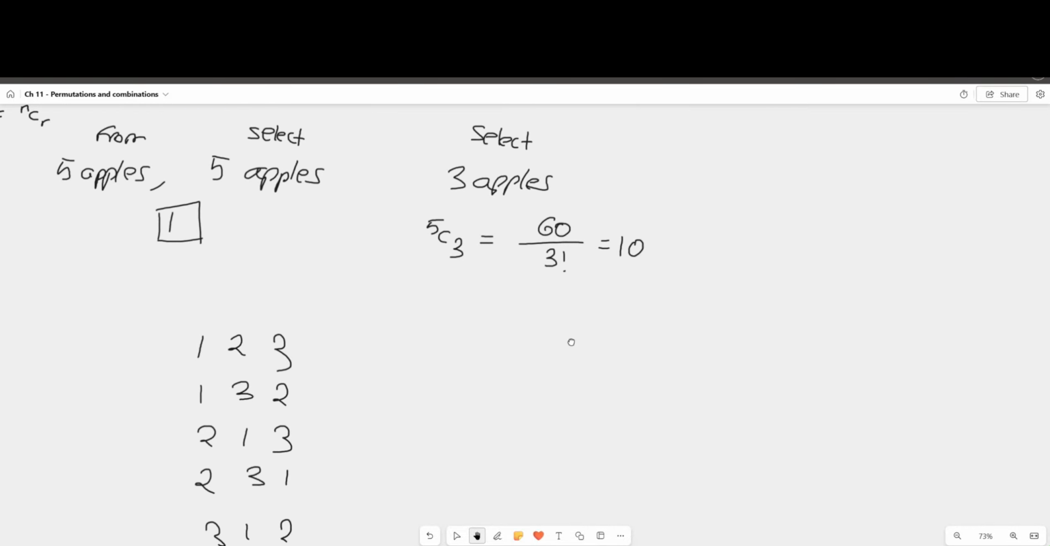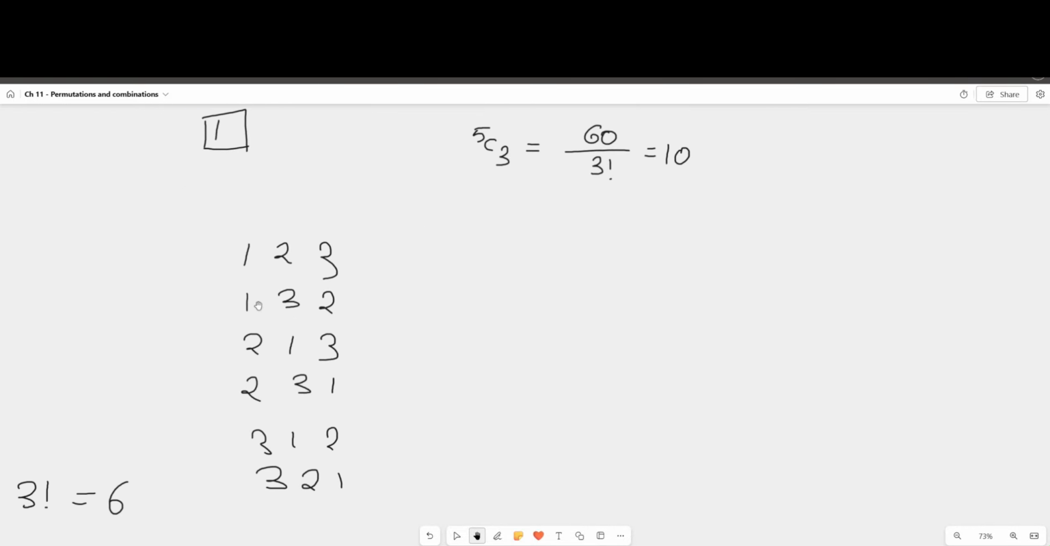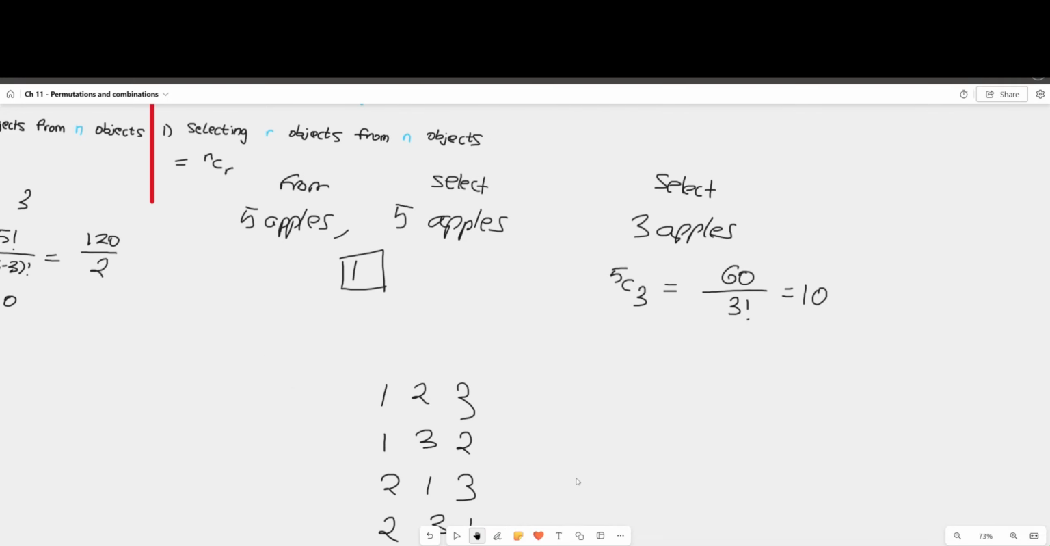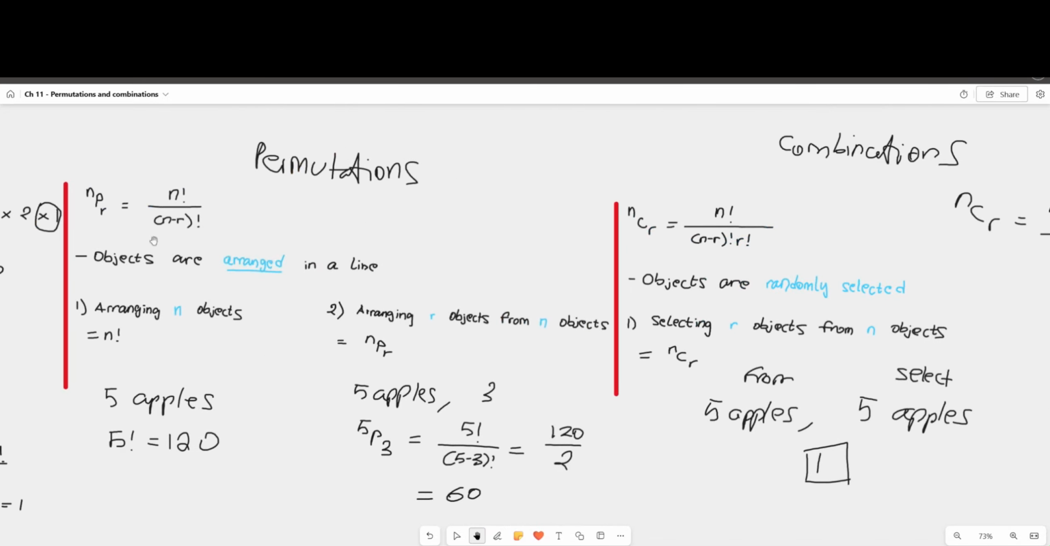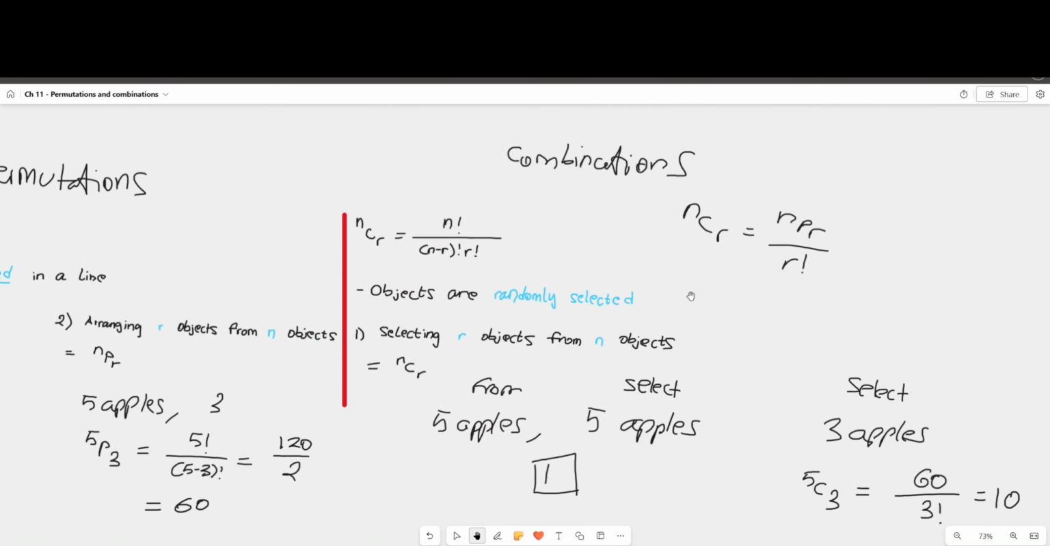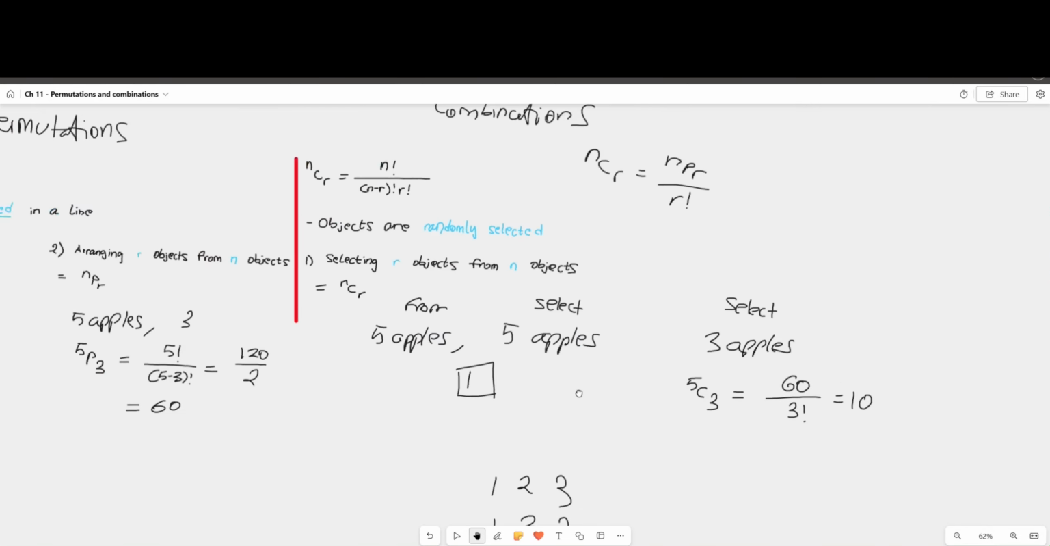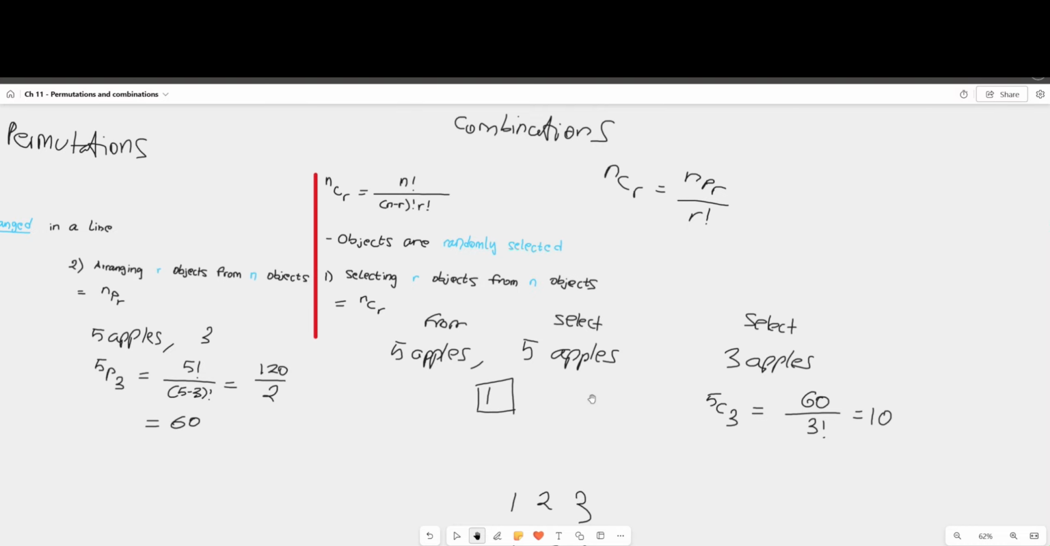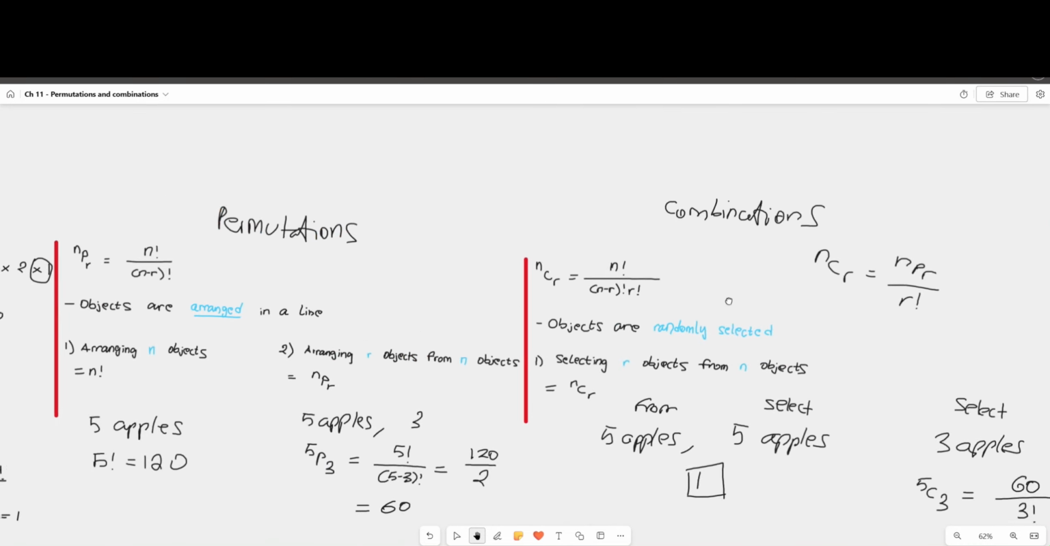But if we come to combinations, 1, 2, 3 and 1, 3, 2 are the same thing. We've selected the first, second, and third apple. This one again, we did the same thing. The order we're selecting them in does not matter. Here, the order matters. In combinations, the order doesn't matter, and that is one of the most differentiating factors between these two things.